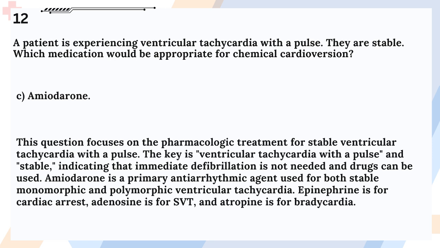Answer C. Amiodarone. This question focuses on the pharmacologic treatment for stable ventricular tachycardia with a pulse. The key is ventricular tachycardia with a pulse and stable, indicating that immediate defibrillation is not needed and drugs can be used. Amiodarone is a primary antiarrhythmic agent used for both stable monomorphic and polymorphic ventricular tachycardia. Epinephrine is for cardiac arrest, adenosine is for SVT, and atropine is for bradycardia.